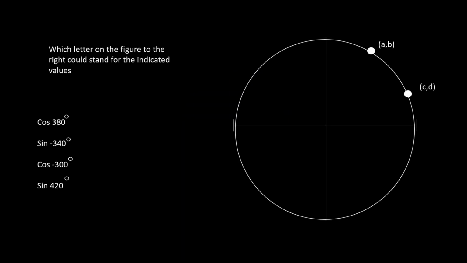And now we came to our examples with cosine 380 degrees, sine -340 degrees, cosine -300 degrees, and sine of 420 degrees. We know our cosines are our x's, and our sines are our y's. Now, for the positives, we will be going counterclockwise. So, for 380, we will start at 0, 90, 180, 270, 360, and right here will be 380, right at C and D. And our x here is C.